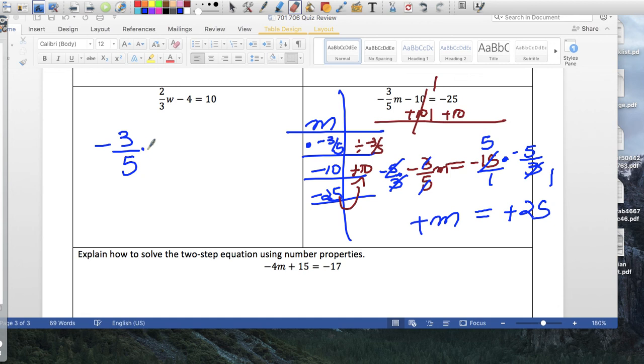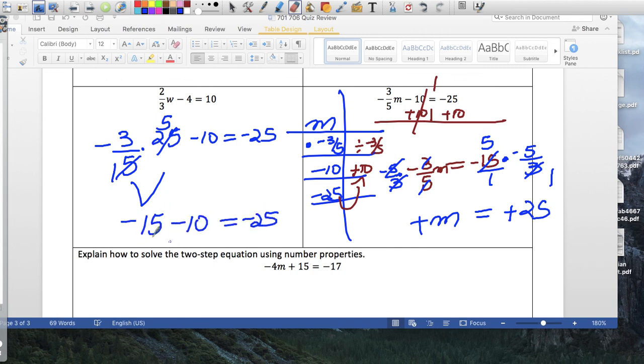Substitute. Negative 3 fifths times m, right here, which is 25, minus 10 equals negative 25. Let's see if that's true. I have to multiply these two first. 5 divided by 5 is 1. 25 divided by 5 is 5. Negative 3 times positive 5 is negative 15, minus 10 equals negative 25. This negative 15 plus negative 10, yeah, equals negative 25. And a negative plus a negative is more negative, so it's negative 25 equals negative 25.